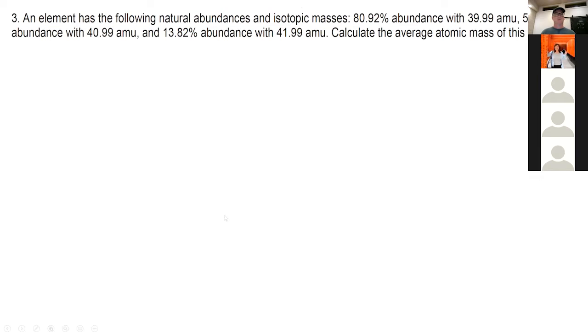So, speaking of isotopes, here we have a calculation where we need to figure out what the average atomic mass is. How do we figure out what the average atomic mass is? And what does AMU mean? Atomic mass unit. Right. What's that equivalent to?